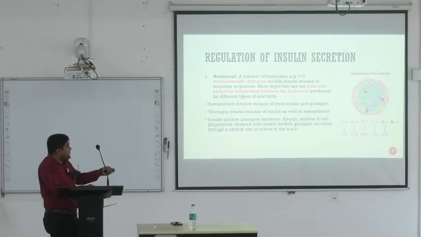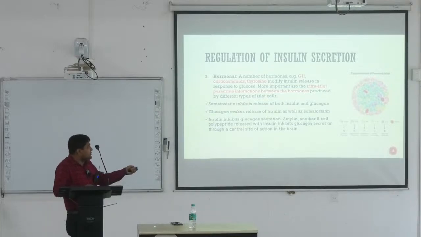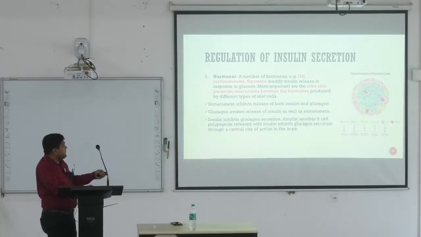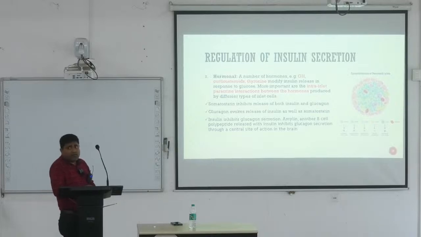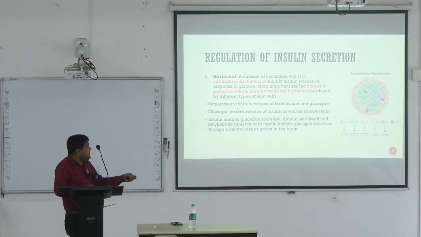Then at the periphery there are alpha cells. These constitute around 20% of the cells. From the alpha cells glucagon is secreted, and in the center some delta cells are there, around 10%. They release somatostatin. There are also epsilon cells and gamma cells.